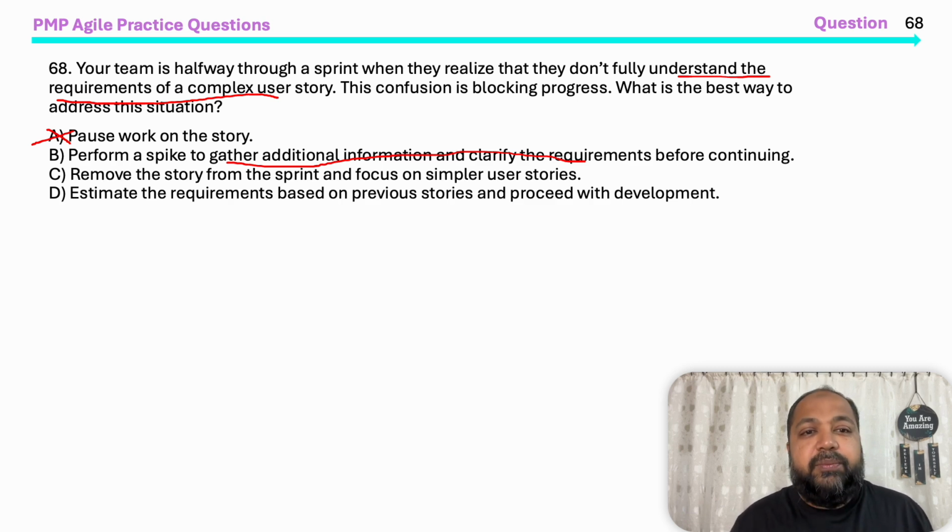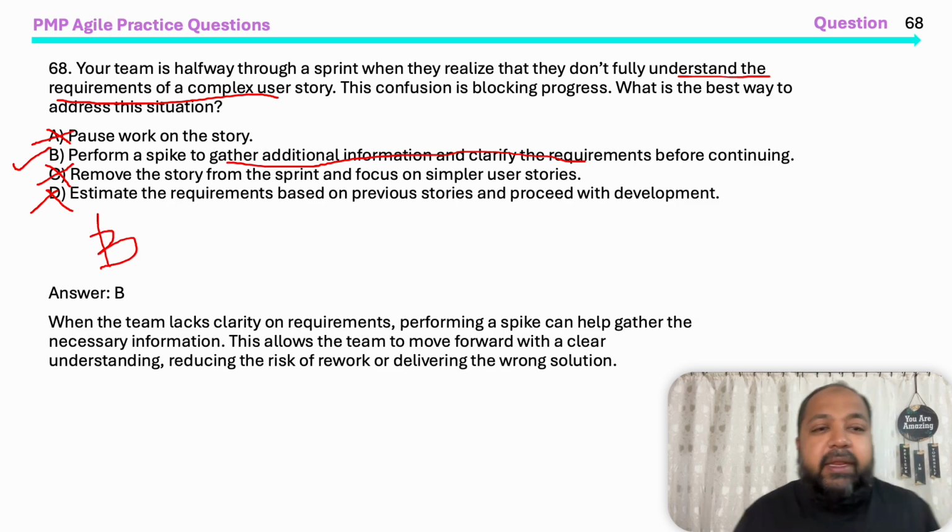Remove the story from the sprint and focus on simpler user stories. No, don't do that. Not the PMI mindset. Estimate the requirement based on previous stories and proceed with the development. Previous estimations may not help because you don't fully understand. So the best choice is choice B. Let's see the answer.